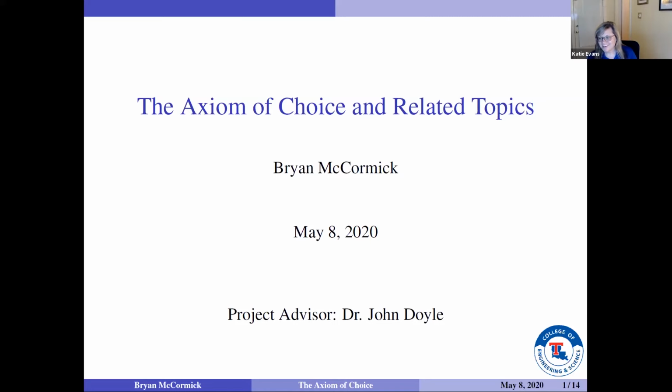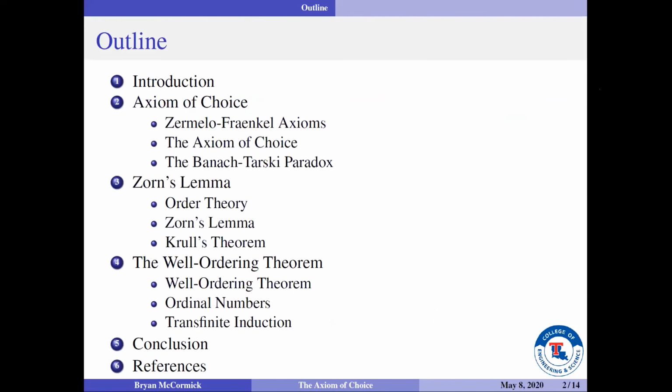Okay, Brian, I think it's 3:30, so we'll let you go ahead and get started. All right, good afternoon, everyone. I'm Brian McCormick, and my presentation is on the axiom of choice and some related topics. My project advisor was Dr. Doyle. I'm going to start off by giving a brief introduction on the history of set theory, followed by some discussions on the axiom of choice, Zorn's lemma, and the well-ordering theorem.